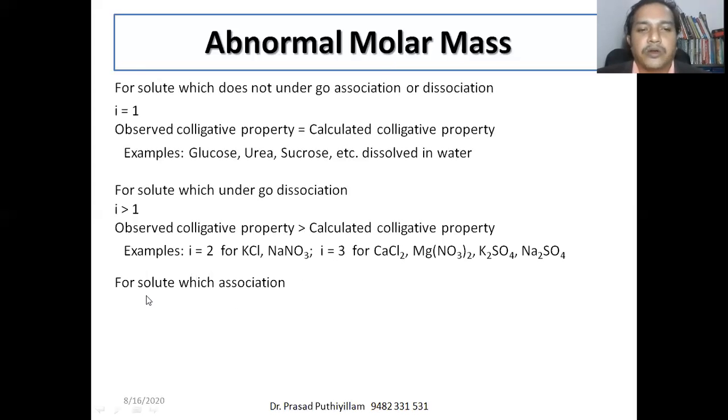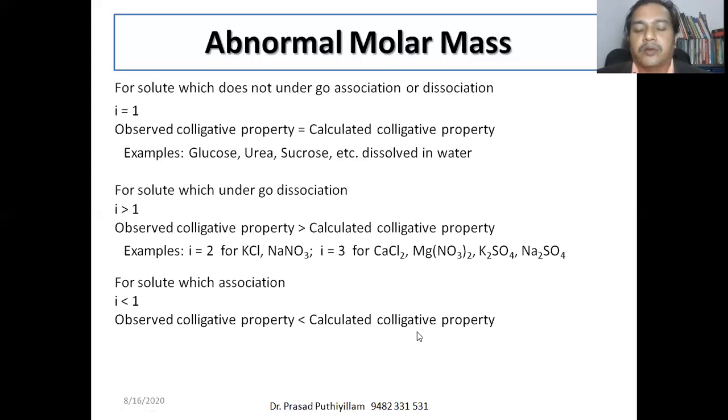For a solute which undergoes association, this one undergoes dissociation, it is split. Association means they combine. So the observed colligative property is less than the calculated colligative property. Example: acetic acid in benzene as a solvent.